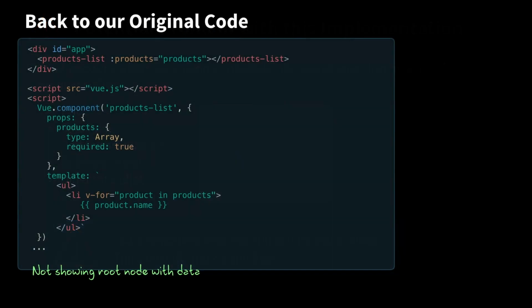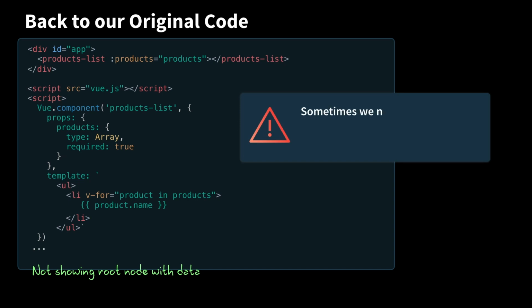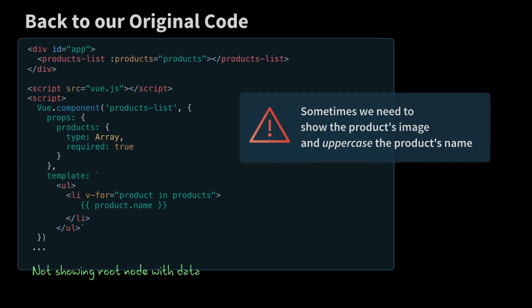Let's jump back into our original code and try to solve this problem differently. Notice here I'm not showing the root node with data, just assume that that's there. The problem we want to solve is, once again, sometimes show the product's image, but this time also let's uppercase the product's name. How might we implement this using a scoped slot?